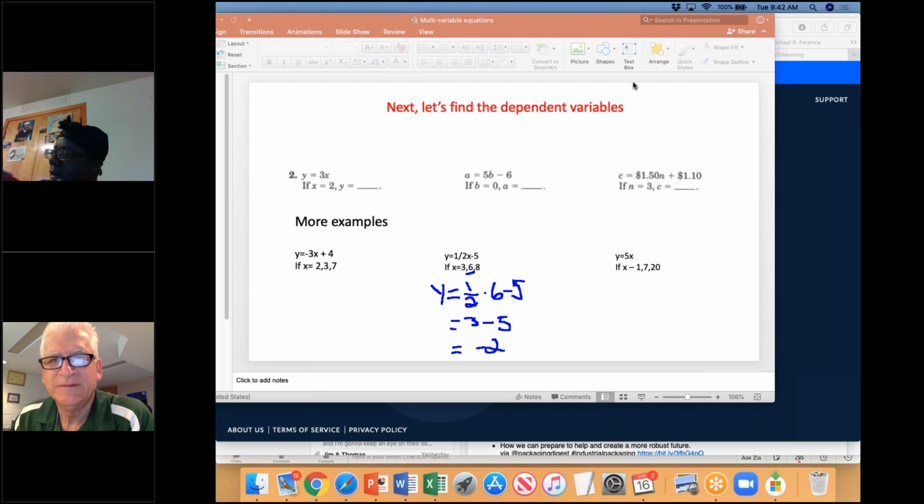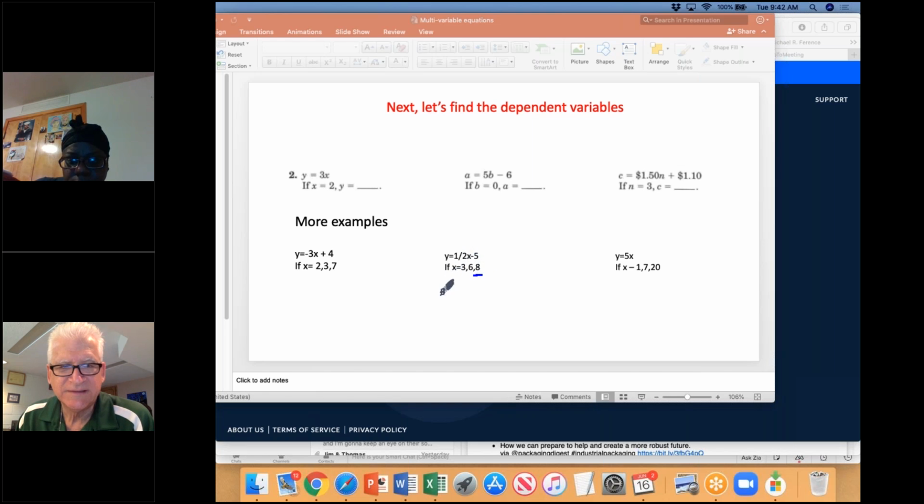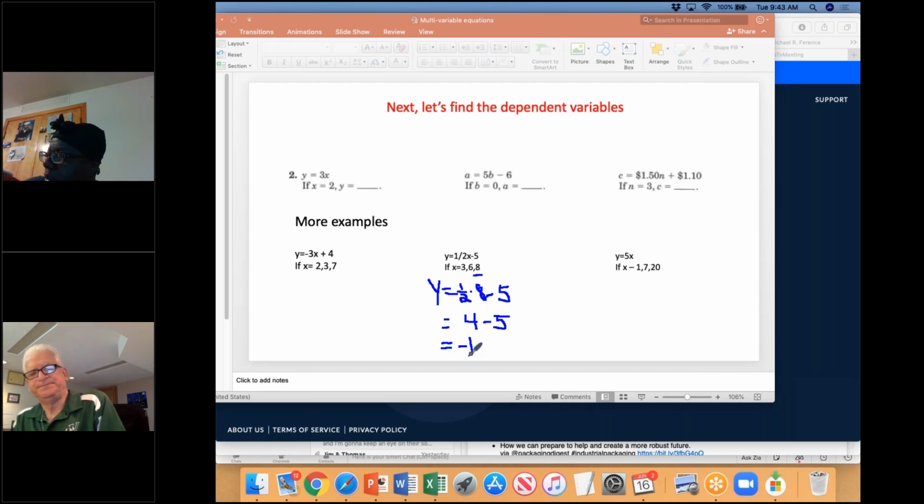Okay. Let's do the 8. So if I plug in the value of 8 for x, I have y equals 1/2 times 8 minus 5 equals. So 1/2 of 8 is... 1/2 times 8. What's half of 8? 4. 4 minus 5 equals -1. Okay. All right.